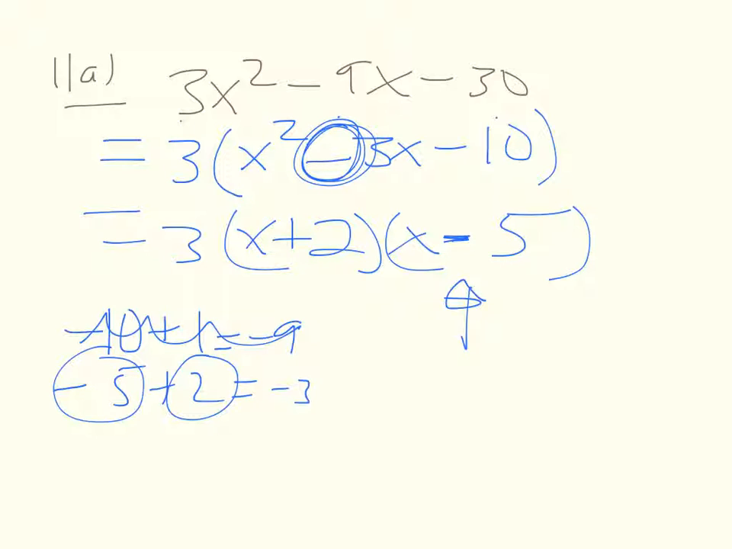If I FOIL that out, I would go back to this, and then if I multiply the whole thing by 3, I would end up with my original 3x squared plus 9x minus 30. Okay, that's 11. Let's go to the whole thingy here.